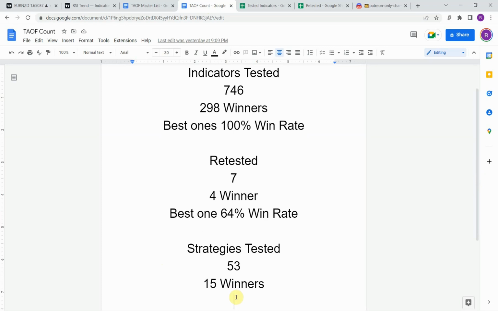Now you need to go back and watch those videos to understand the context of how they were able to achieve that. So go back and watch those videos and see what you can get out of those winning indicators. We've also retested 7 indicators in the advanced testing stage at this point. This one will be the 8th, and 4 of them have maintained the winning status, with the best one able to achieve a 64% win rate. And keep in mind that we test most of these strategies and indicators on the Forex market, but they can be applied to just about any market universally.